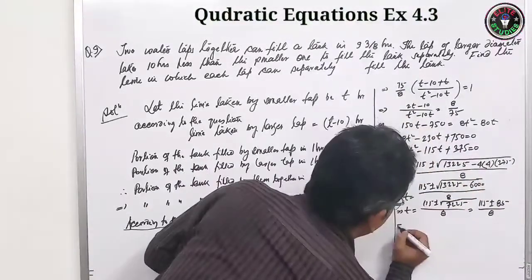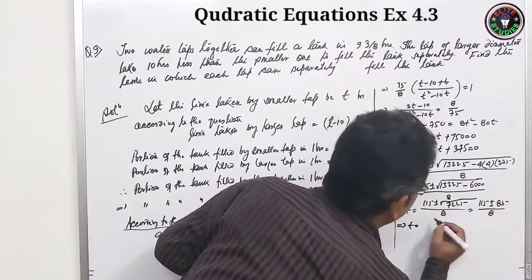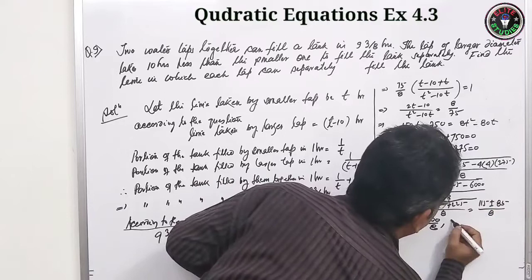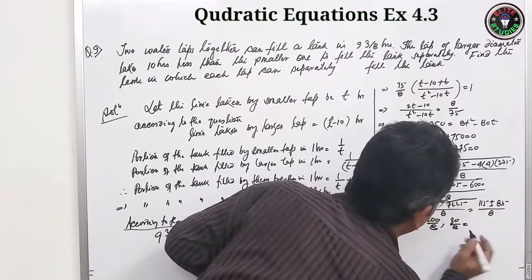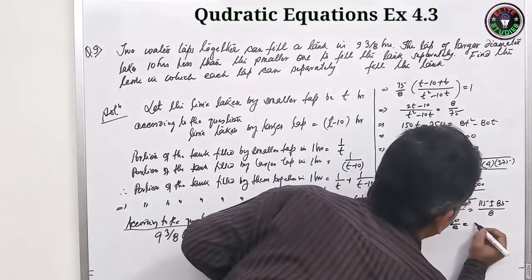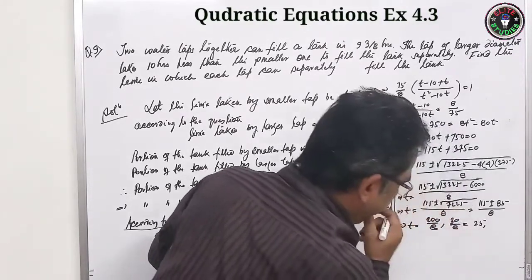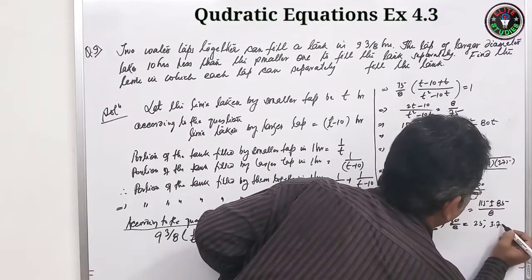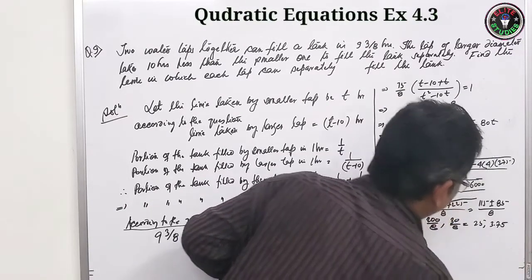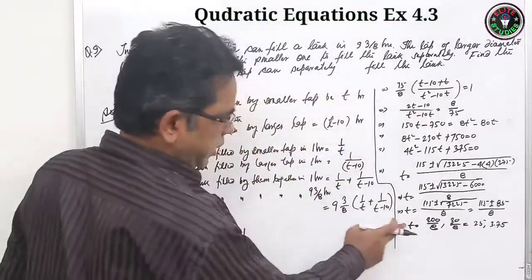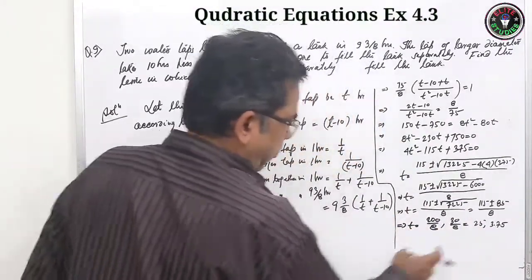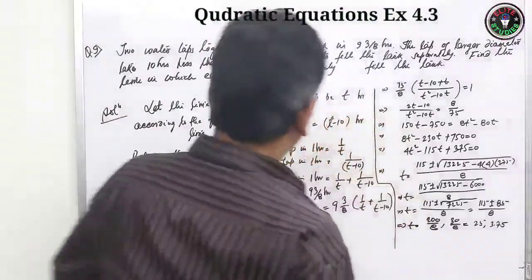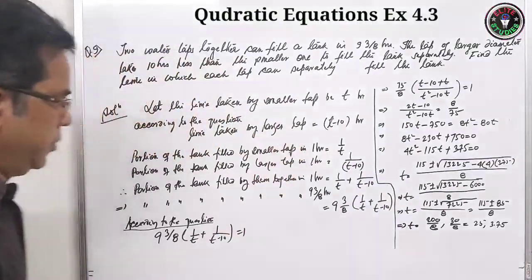So what we get? T is equal to 200 by 8, and subtracting, it will be 30 by 8. So 200 by 8 will be 25, and 30 by 8 is 3.75. So you got T as 25 and 3.75. You see both are positive. So let us check whether both are correct or not. So take this screenshot please.